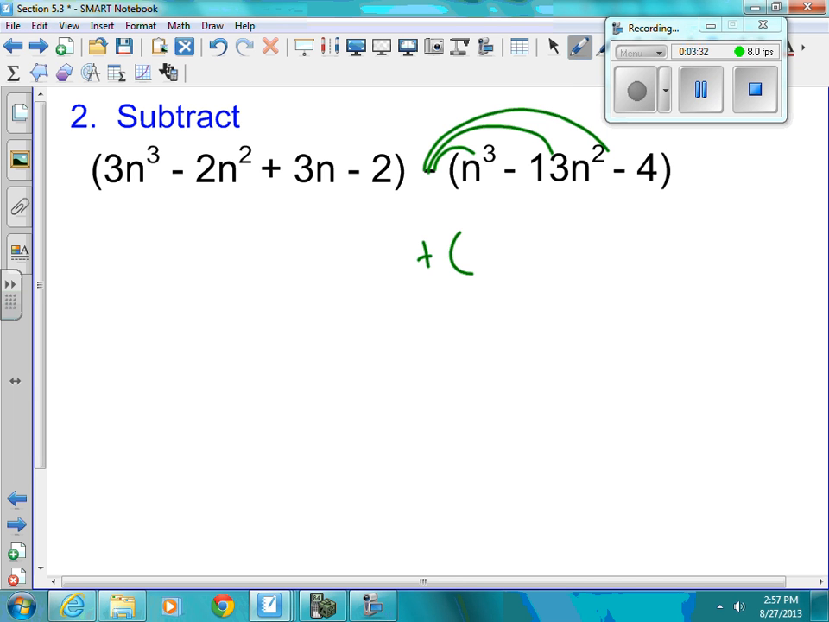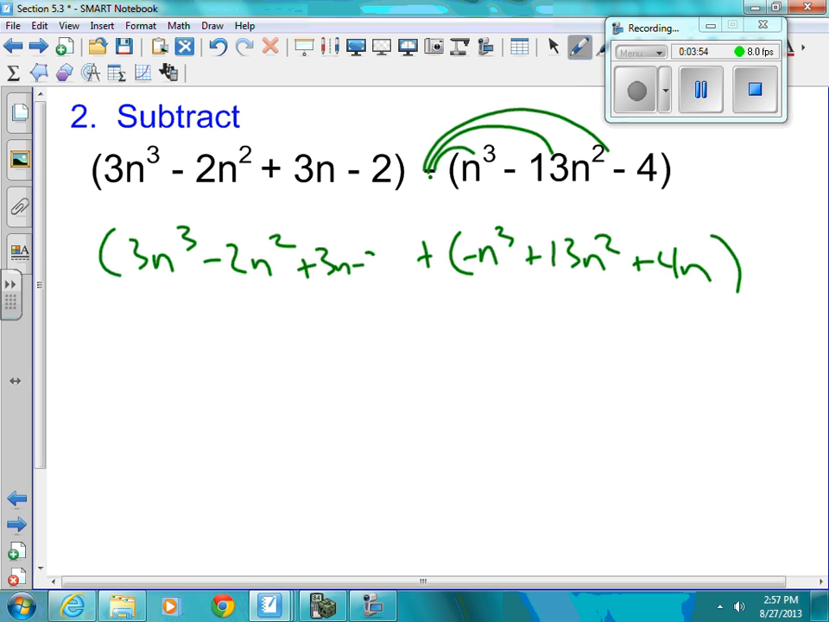Negative 1 times n cubed is negative n cubed. Negative times negative is a positive 13n squared. Negative 1 times negative 4 is a positive 4. So all it's done, essentially, is flip the signs. And why did I do that? Well, essentially, we turn that into an addition problem. So it's just like what we did in the last slide. It's the same thing.